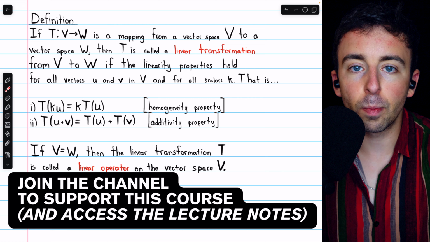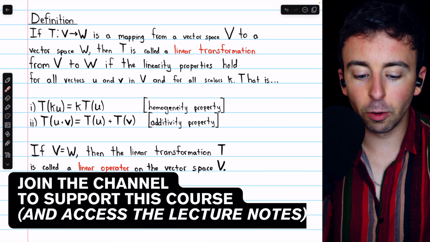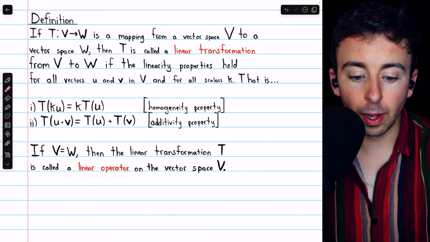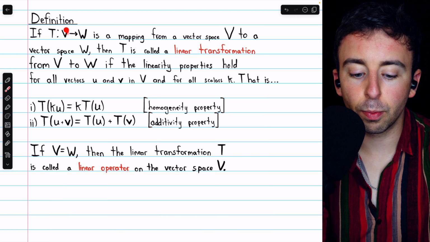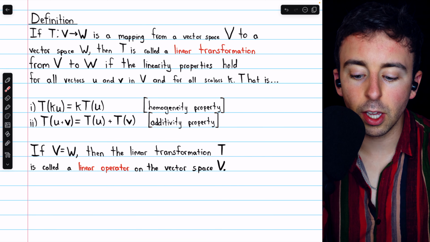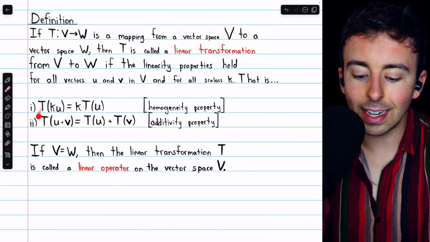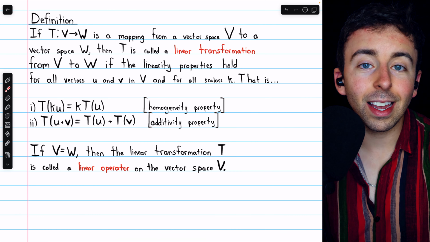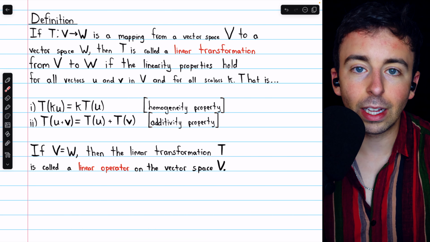We previously introduced general linear transformations between vector spaces. Link in the description to that lesson. Here is the definition to review. If T is a function from a vector space V to a vector space W that satisfies the linearity properties, then we say that T is a linear transformation.